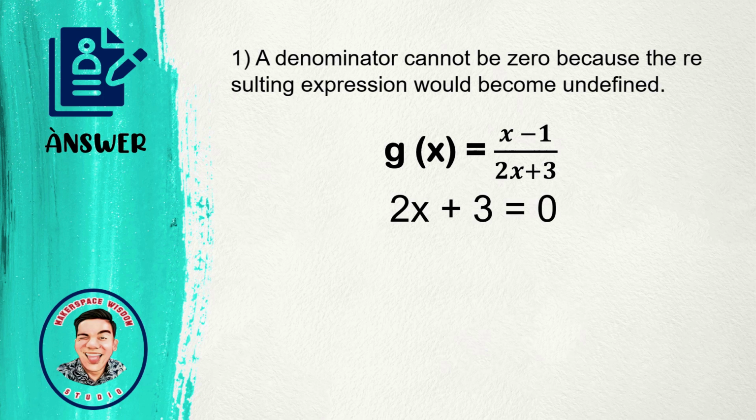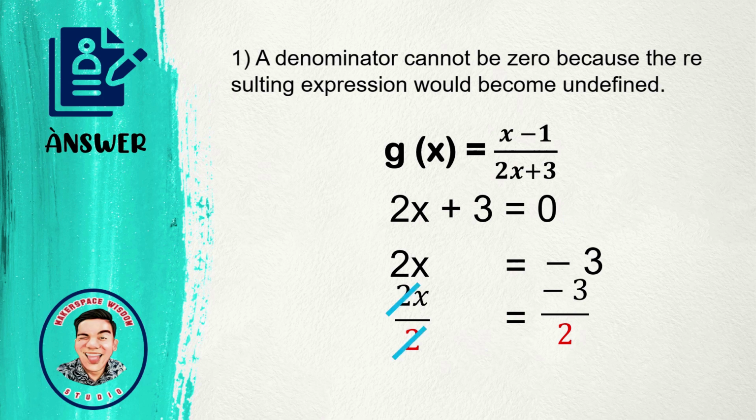So let's try to find out what are the values of x that would make the denominator equal to 0. Or at what value of x will the denominator be equal to 0? So we will equate 2x plus 3 equal to 0 and solve for x. So this will become 2x, which is equal to, transposing positive 3 to the other side, negative 3. Divide both sides by 2, cancel 2, so we have x is equal to negative 3/2. Take note that this negative 3/2 is the value of x that will make the denominator 0, and we need to avoid that in order for the expression not to become undefined.